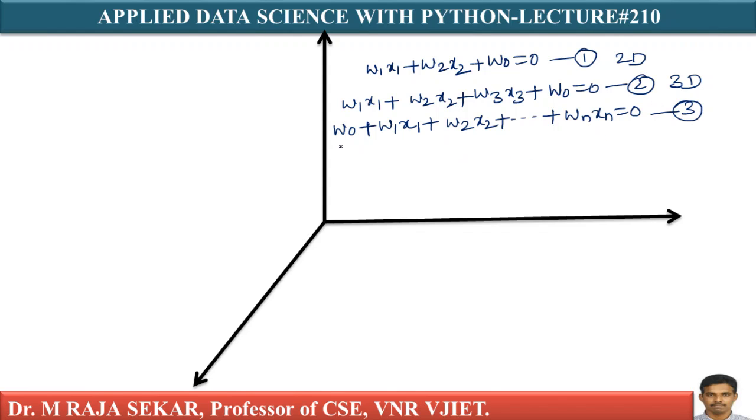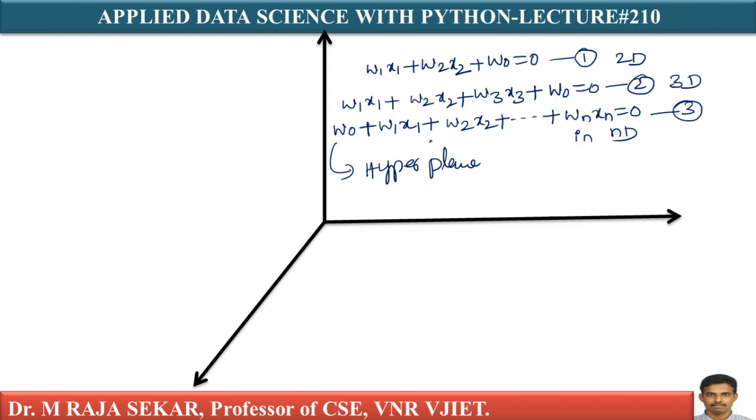This is the equation in ND. I can say this is n-dimensional. I can say this is a hyperplane. Which one is a hyperplane? This W0 plus W1x1 plus W2x2 plus so on Wn xn equals 0 is a hyperplane.